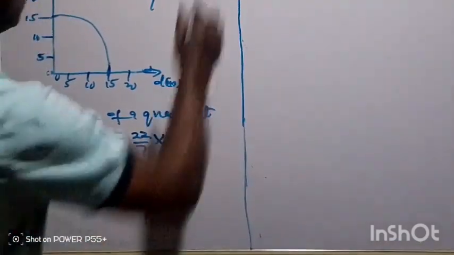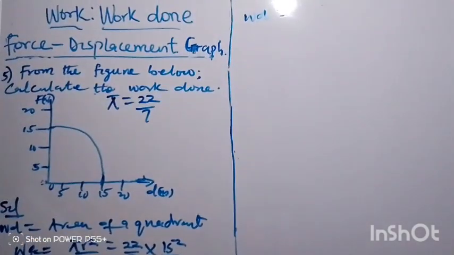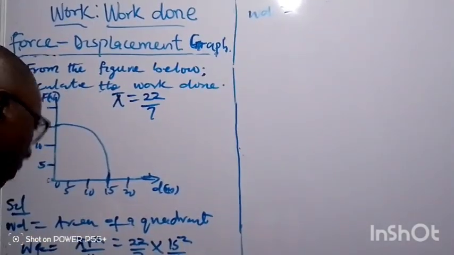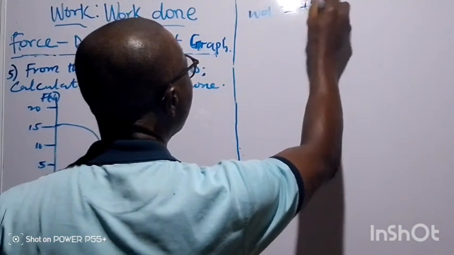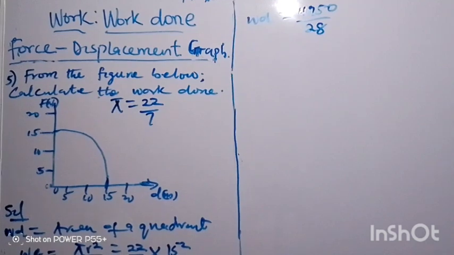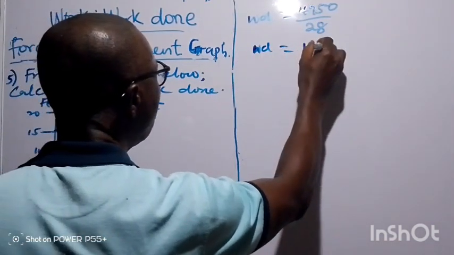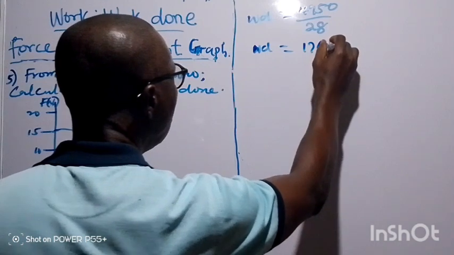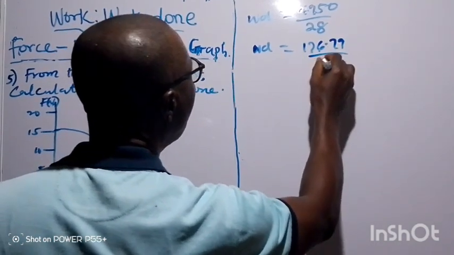So work done, 22 multiplied by 225 would be 4950, divided by 28. And the answer to this one will give us work done equal to 176.79 joule. That's the final answer.